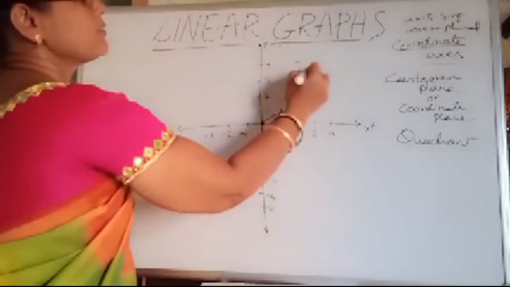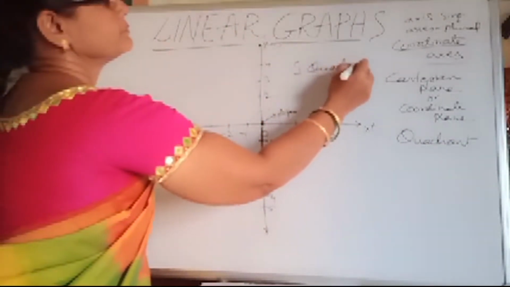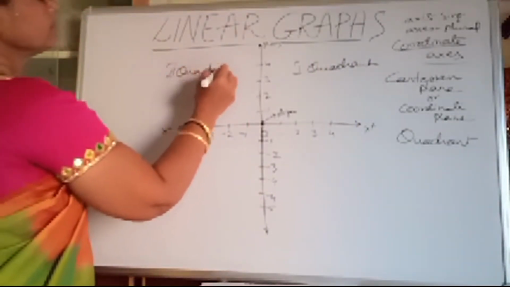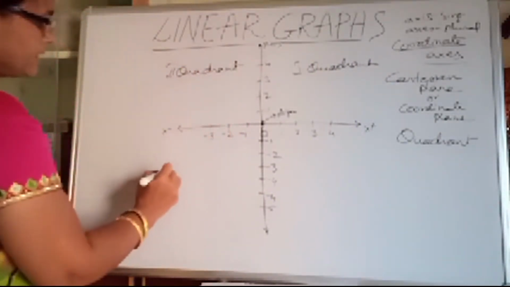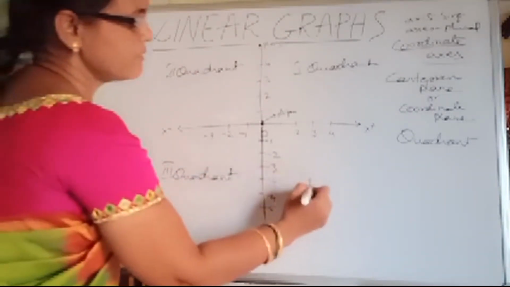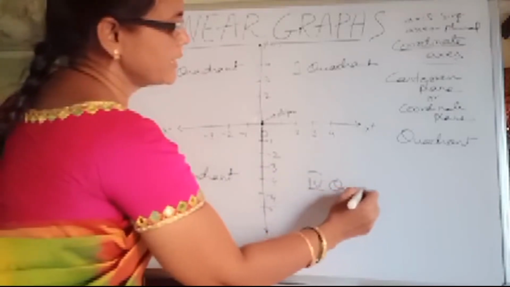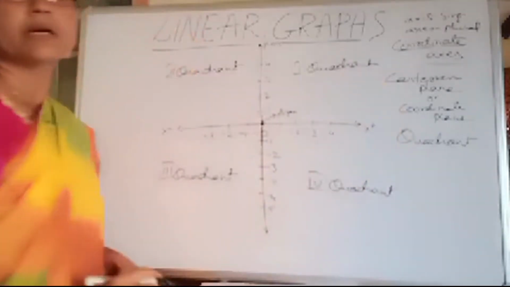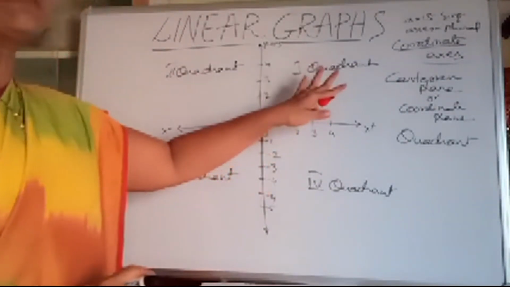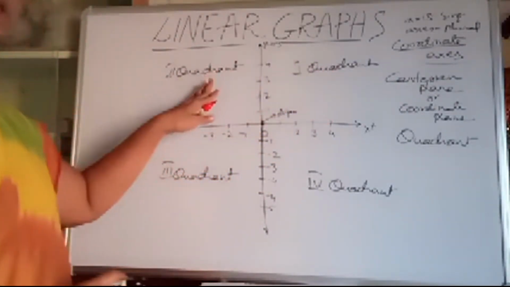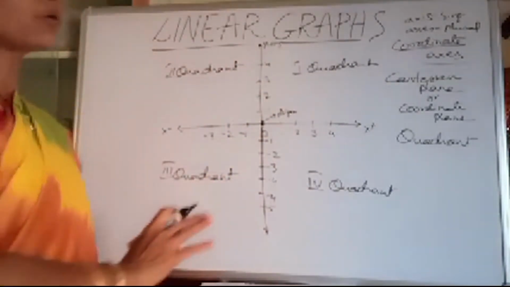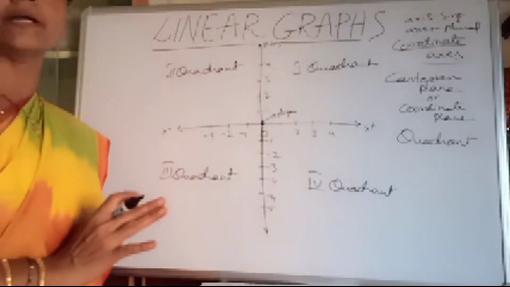This is my first quadrant. This is the second quadrant. This is the third quadrant. And this is the fourth quadrant. The quadrant places are fixed. You can't take anything as first or second like that. You have to take this as the first quadrant, this as the second, this as the third, and this as the fourth. Now we are going to locate points on these quadrants.